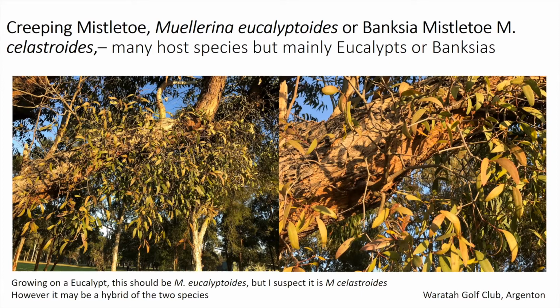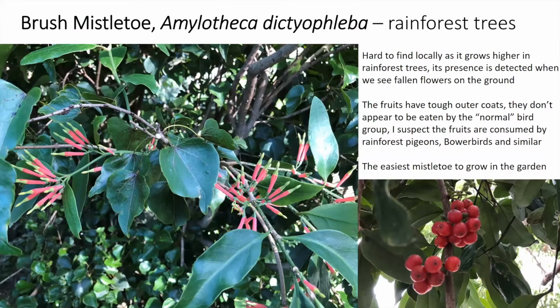Now, this is the brush mistletoe. This one's pretty rare in the Newcastle, Sydney area, because it's a rainforest species and rainforests are rare. And the only way you'll find it is if you see flowers on the ground, because it grows up in the top where there's a bit of sunlight. But beautiful flowers. It's a very easy species to grow in your garden because it grows on so many trees.